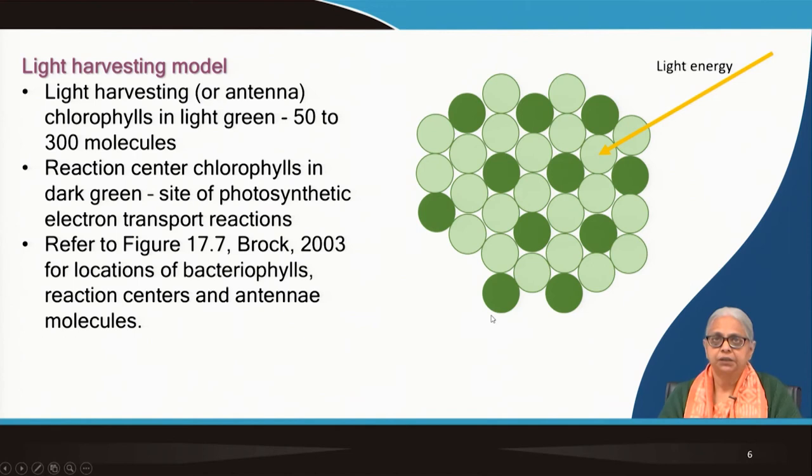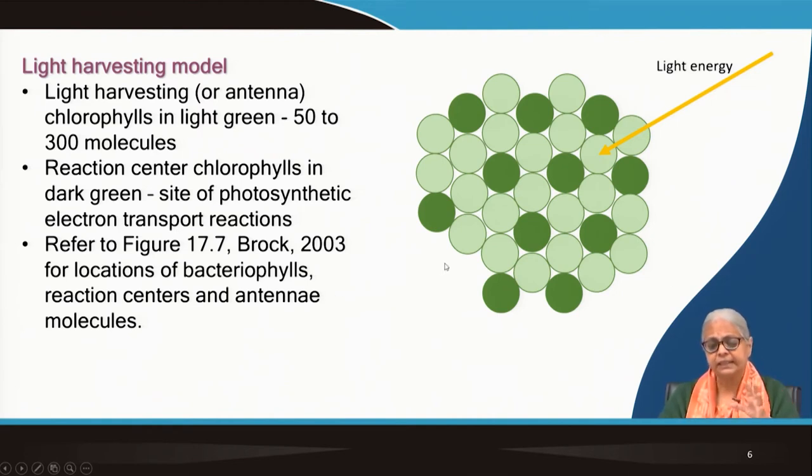What you see here are that for every reaction center, there may be 50 to 300 molecules of the light harvesting chlorophylls. And again, I will refer you to figure 17.7 in the Brock textbook.